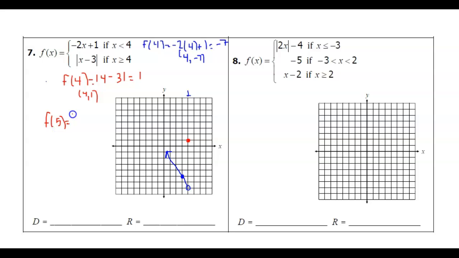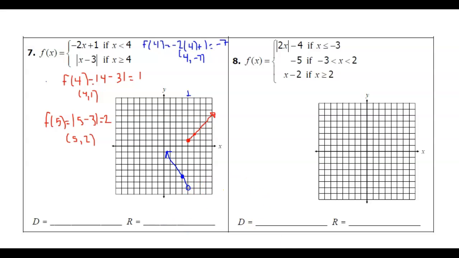If I plug 5 into the absolute value of x minus 3, I get the absolute value of 2, which is 2. So another point on this graph is at 5, 2. I'm going to go over to 5 and up to 2, which is right here. Now I can graph the right side where my values are greater than 4. And that's it, there's my piecewise function.